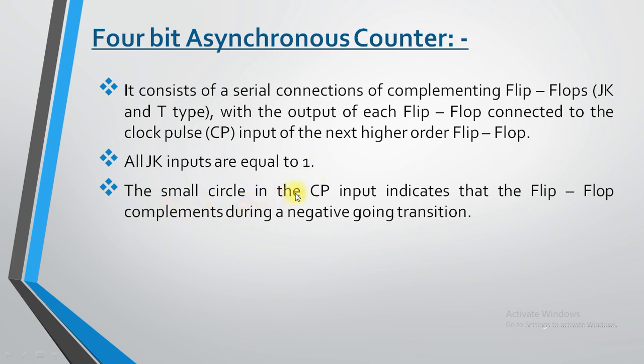The small circle represents CP. Before CP we have made one circle. What does a circle mean? It is a complement, or dash. When we make a bubble on any gate, at that time it becomes complemented. So when there is a small circle with the clock pulse, that means it is complemented during the negative transition.